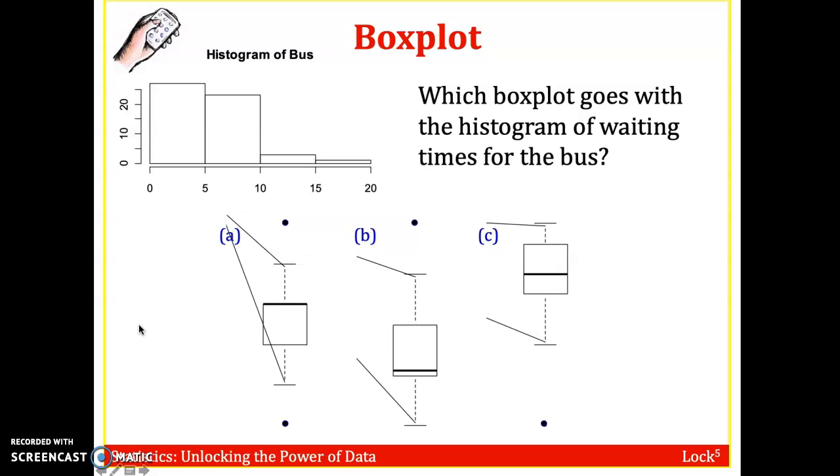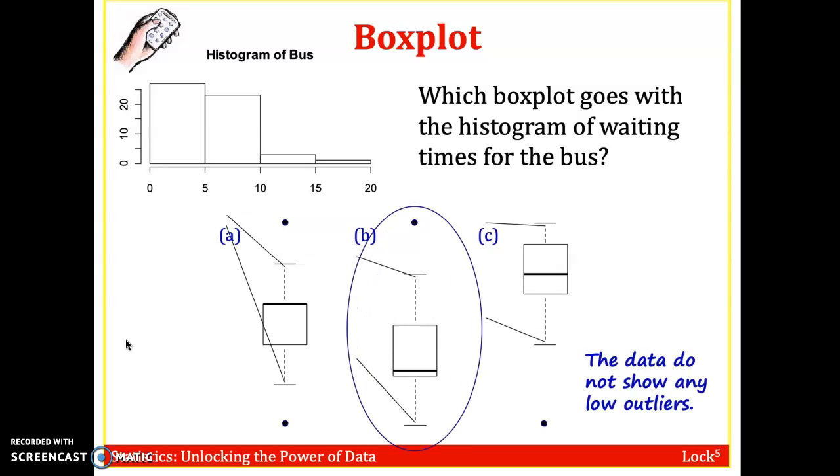Okay, we've got another problem here, comparing histograms and box plots. All right, which of the following box plots goes with this histogram for waiting times for a bus? I'll put this in, it's B, and this one might not be totally clear.